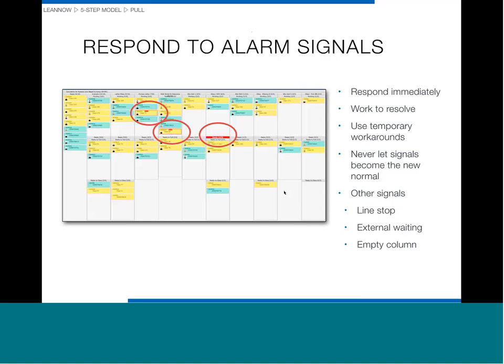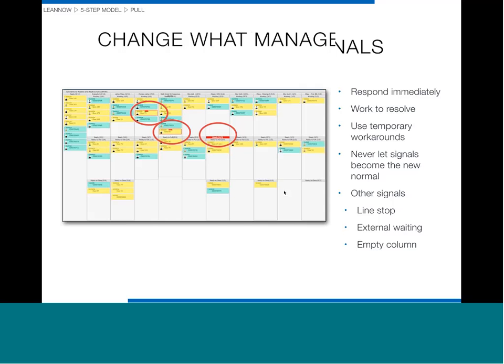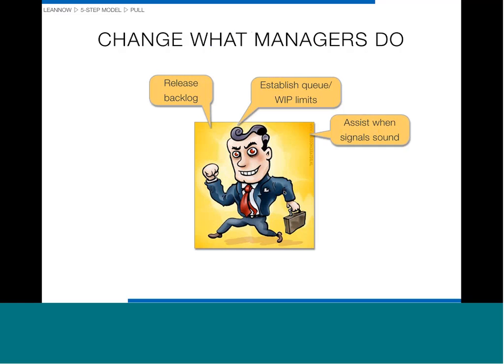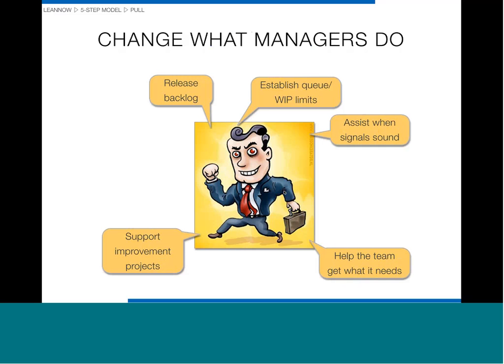And this is how the board remains mostly self-managing, because the employees can pull this work forward and manage their own work and their own workflow without any intervention, unless one of these alarm signals goes off. So then what do managers do? Well, we need to change what managers do in the Lean model, because usually they've spent most of their time fighting fires and dealing with, kind of one-up issues before the Lean process was put in place. So now the managers are going to want to be releasing backlog, establishing the queue limits with the help of their staff, assisting when the alarm signals go off, supporting improvement projects. That's a huge part of their responsibility. Helping the team get what it needs, carrying water for the team, no matter what that is. So really being in that servant role of finding out what the team needs to keep the flow going.